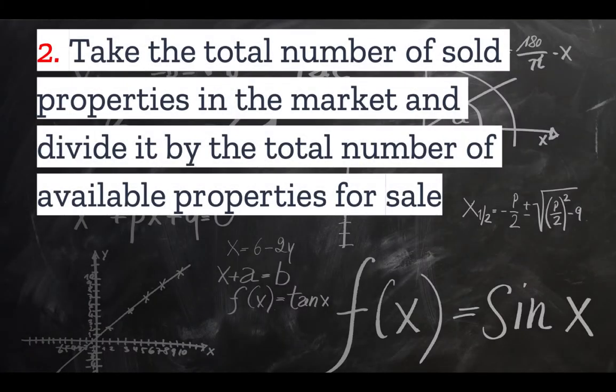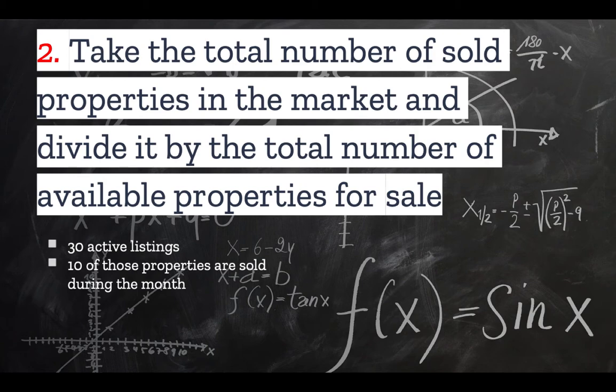Number 2. To calculate the absorption rate, take the total number of sold properties in the market and divide it by the total number of available properties for sale. Let's look at an example. Say there are 30 active listings in your market, and over the upcoming month, 10 of those properties are sold. To get the absorption rate, you simply divide 10 by 30 to get a rate of 33%.